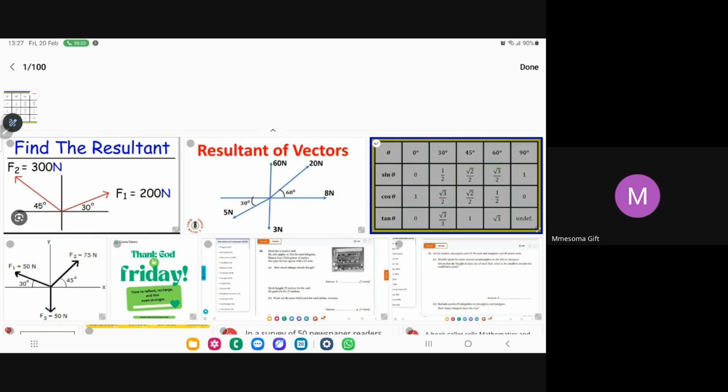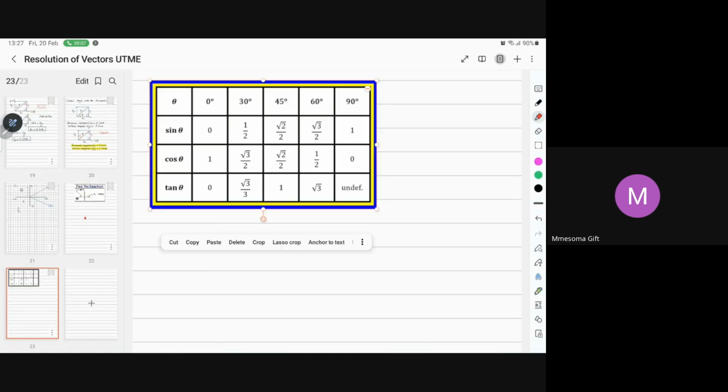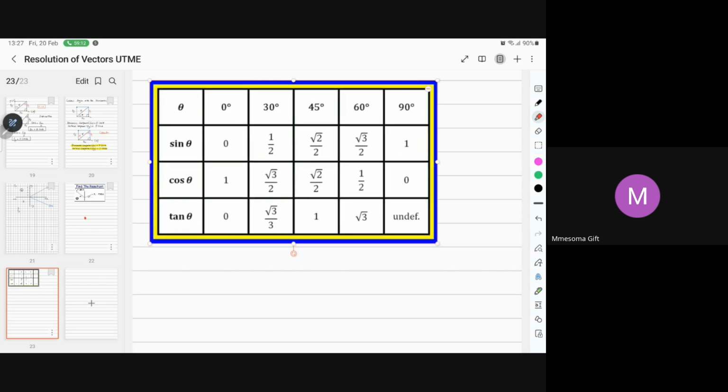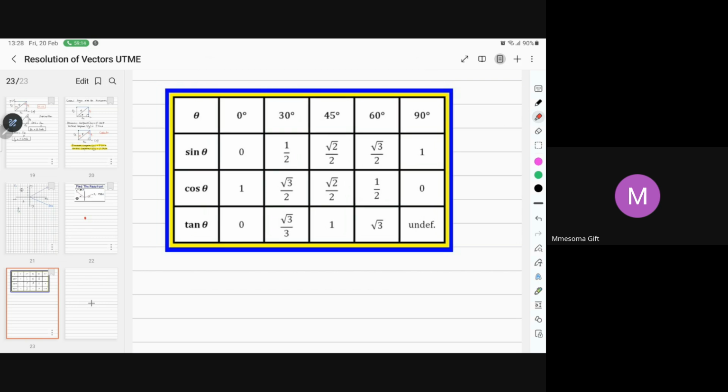Let's bring in the special angles. We're going to be using them for our calculations today. If you look at the special angles, you will observe that sine 0 is 0, sine 30 is 1 over 2, sine 45 is root 2 over 2, sine 60 is root 3 over 2, and sine 90 is 1. This is what we call the special angles.